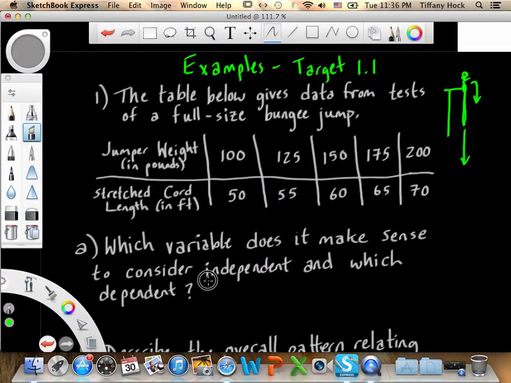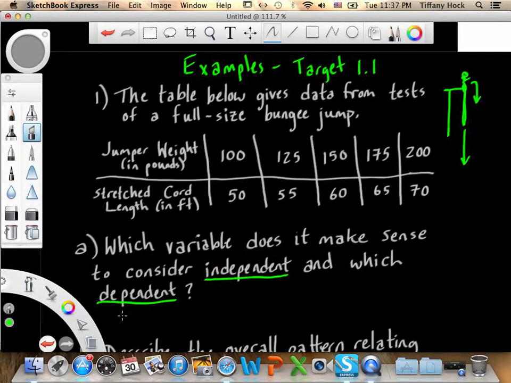So we've got two words here that we need to understand what they mean. Independent is our first word, dependent is the second. So independent, when we're using it to describe a variable, means it's the variable that is not affected at all by what the other variable is. And dependent is going to be the variable that depends on the other variable. So for instance, if we said jumper weight was the dependent, it would have to depend on how far the cord was stretched. If we said stretched cord length was the dependent, then that would depend on how much the person weighs.